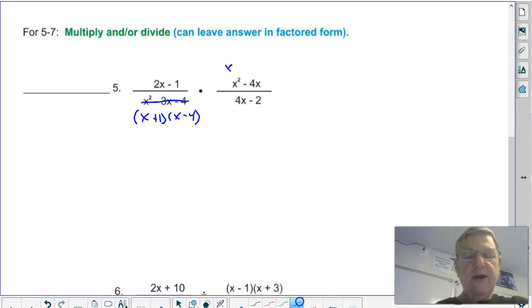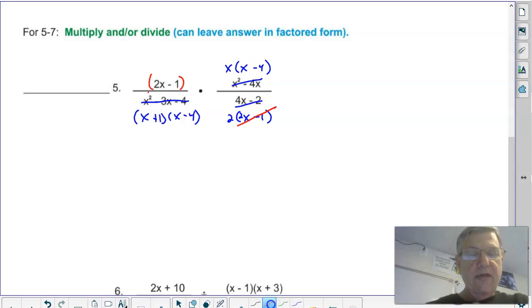Top, factor out the common factors first, take out the common x. That one's done. Bottom, take out the common 2. That one's done. Oops, 2 times the quantity 2x minus 1. That one's done. All right, now notice this 2x minus 2 with that whole 2x minus 2. This x minus 4 with that x minus 4, and that is it.